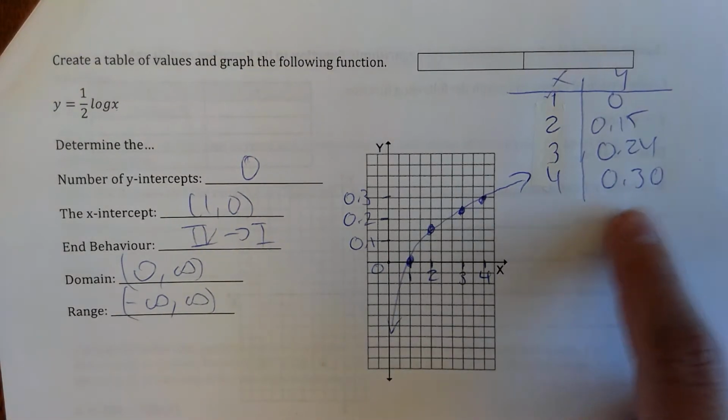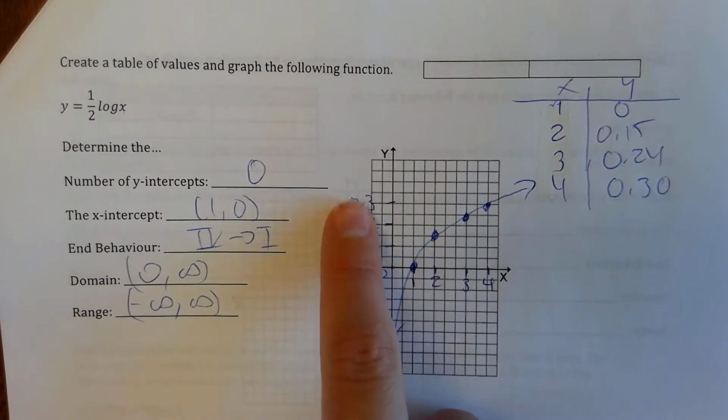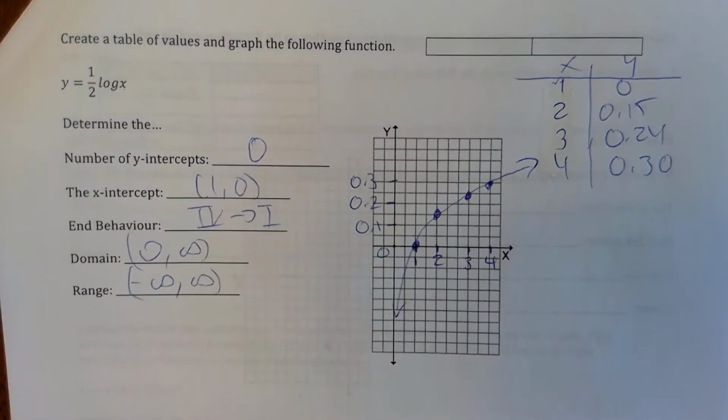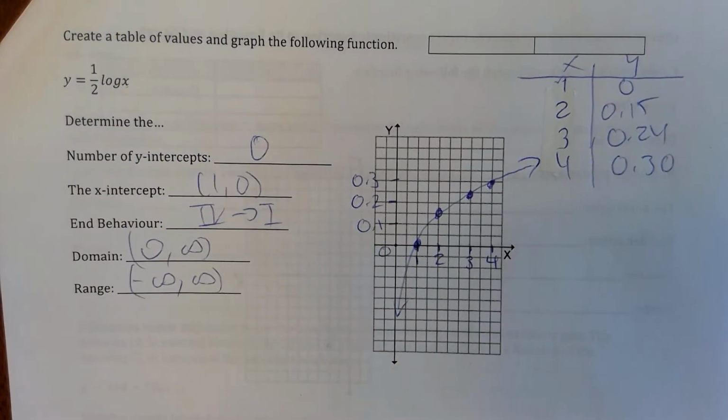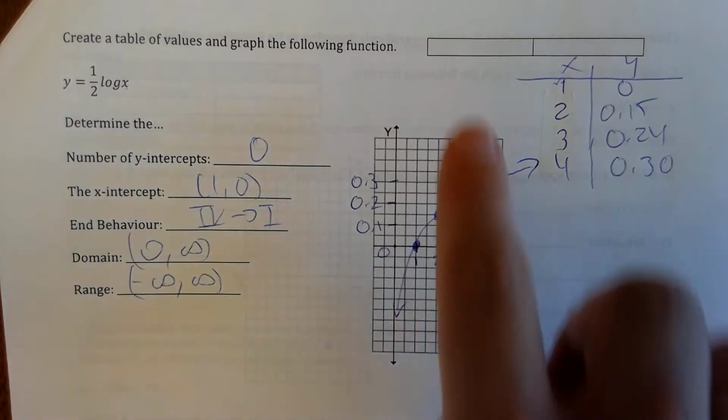I made a little table of values. I graphed it. Notice I used a different Y scale just so that it would look a little nicer on my graph. And then I filled these out, and actually all these things were exactly the same, weren't they? My x-intercept's the same, end behavior, domain, range, everything was exactly the same. The only thing that would have changed would have been the end behavior if that had been a decreasing function.